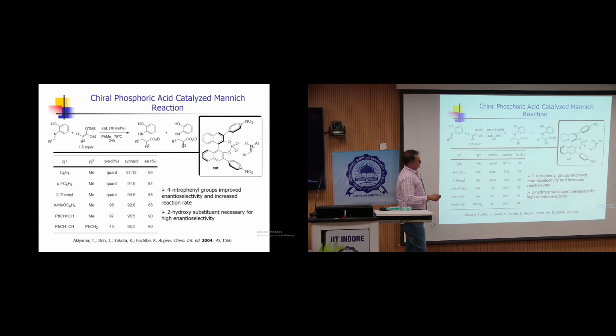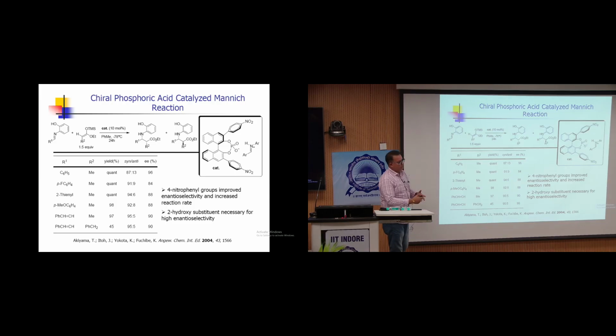Chiral phosphoric acid catalyzed Mannich reaction, and we all know that phosphoric acids have been very important, particularly in inducing enantioselectivities. This is one example by the Fuchibe group, where they add these TMS ethers in these Mannich reactions with phosphorus-based catalysts, so that you can beautifully do the C-C carbon additions with fine enantioselectivities. All this is coming up one by one.